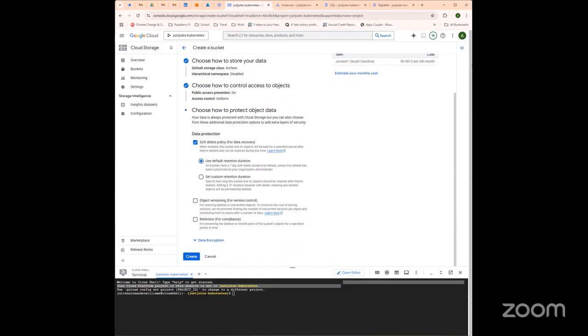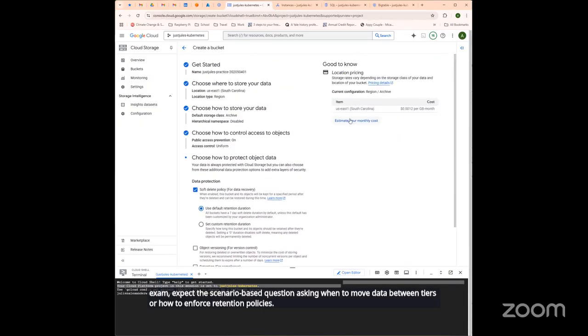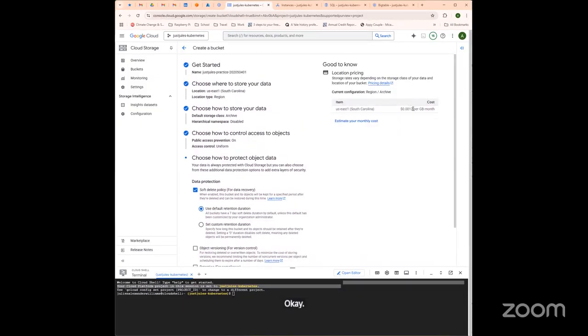With this, you can set automatic rules that move data from multi-regional to nearline after 30 days. You can delete files after 365 days. You can archive stale backups after 90 days. This not only saves money, but also reduces manual management. For the exam, expect a scenario-based question asking when to move data between tiers or how to enforce retention policies. Okay. You see the cost calculator is over here as well.